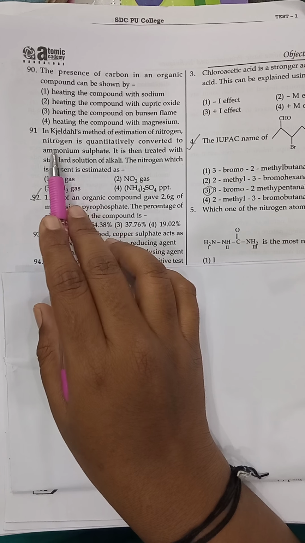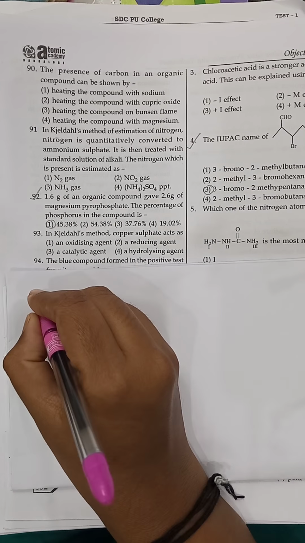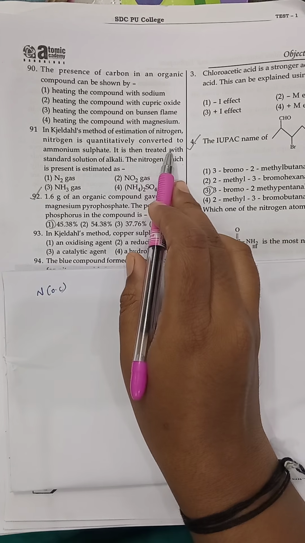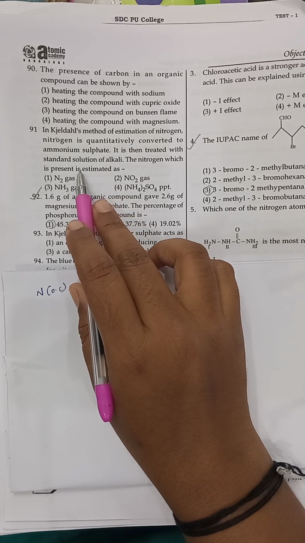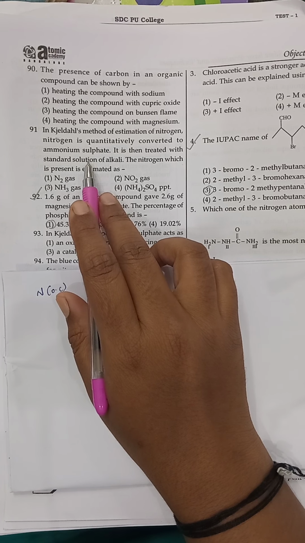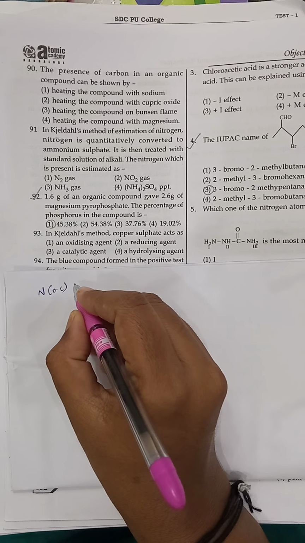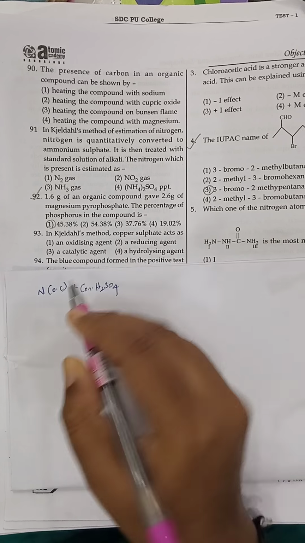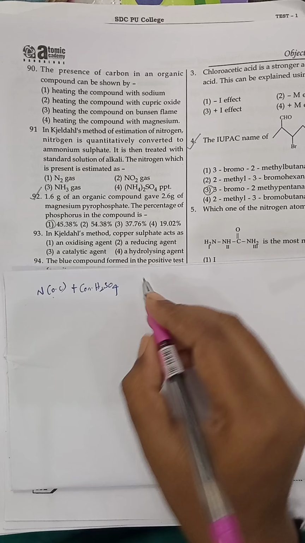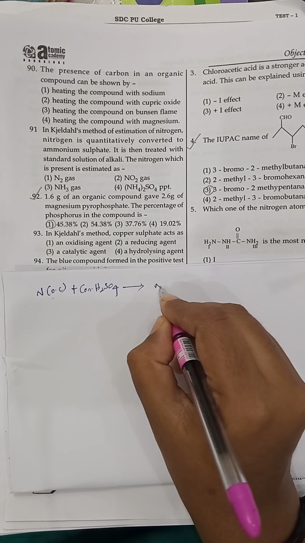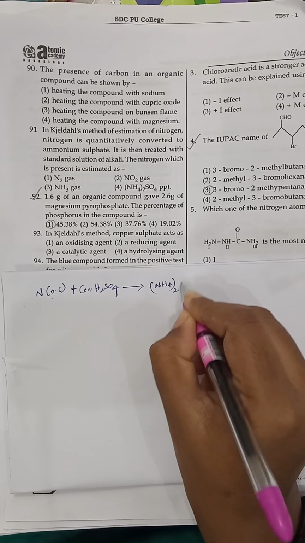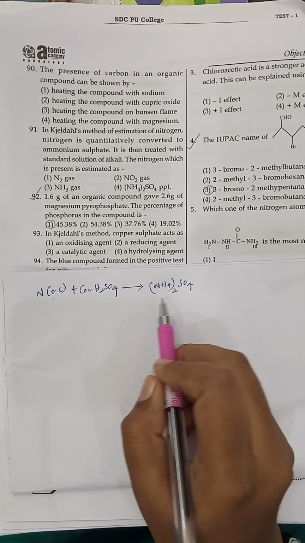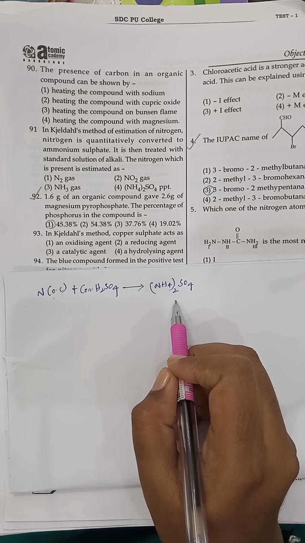Here we are taking a nitrogen-containing organic compound. Now it is treated with what? First we treat it with concentrated sulfuric acid, that is concentrated H2SO4. Whenever an organic compound containing nitrogen is treated with concentrated sulfuric acid, it is converted into ammonium sulfate, (NH4)2SO4. This is the form in which the nitrogen present in the organic compound is converted to ammonium sulfate.